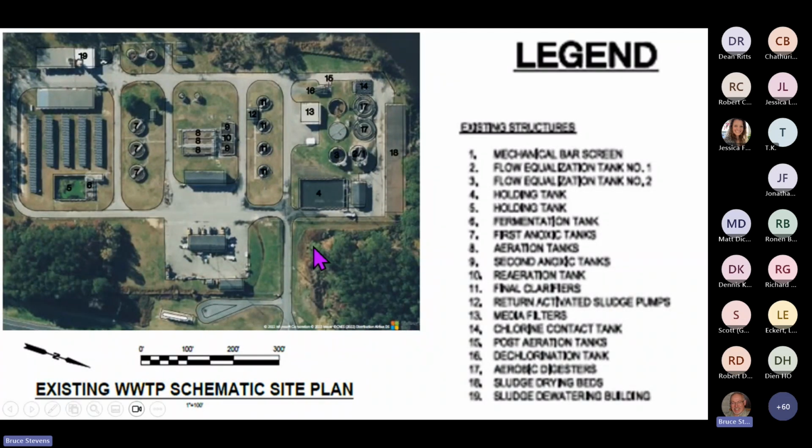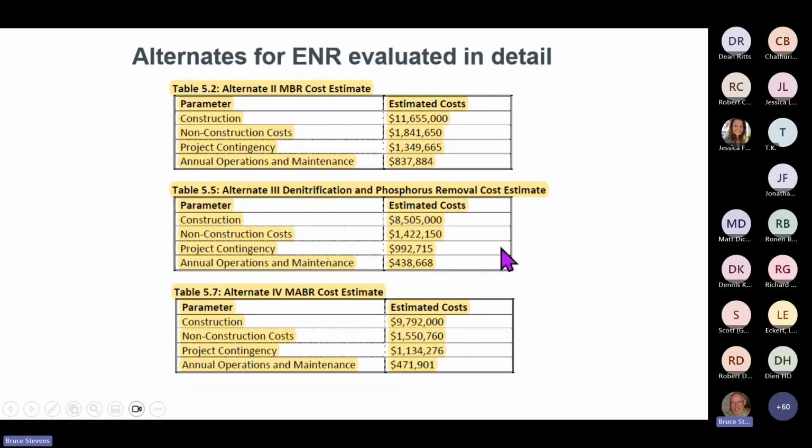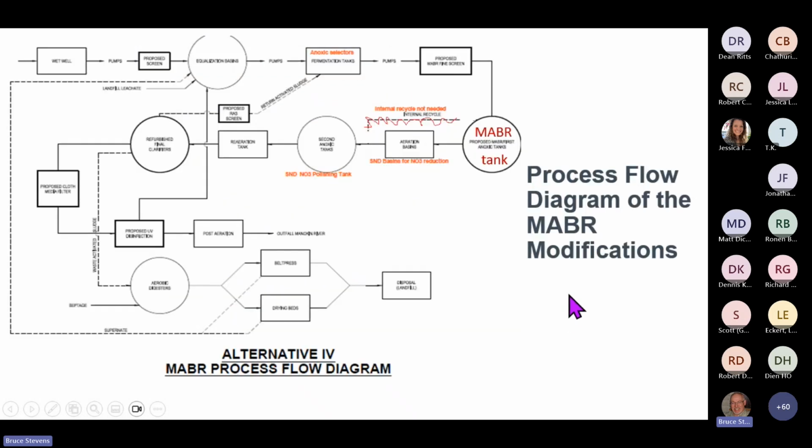So the intent here is to evaluate and decide what the best value they're going to get for their buck when they do the upgrade. These are the costs from the PER. You can see the MBR cost in the first zone, the denitrification and phosphorus removal filter in the second zone, and then the MABR down here. The next slide will give you a better view of what the process permit layout is looking at.